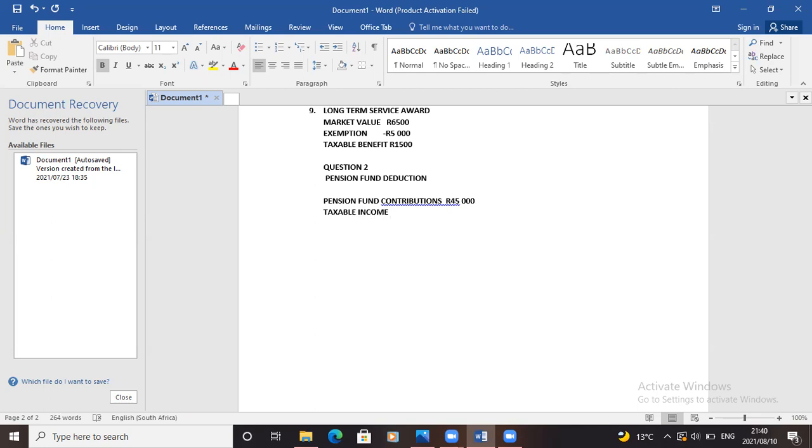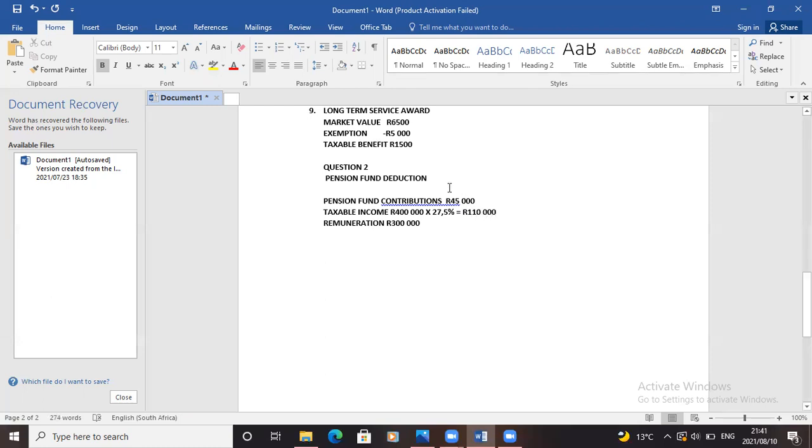Your taxable income, how much is the taxable income? It was 400,000. Sometimes you have to calculate it for yourself. The remuneration is said to be 300,000. Then you calculate 27.5% of the higher amount. The higher amount between taxable income and remuneration is the taxable income. Then your total 27.5% is 110,000.